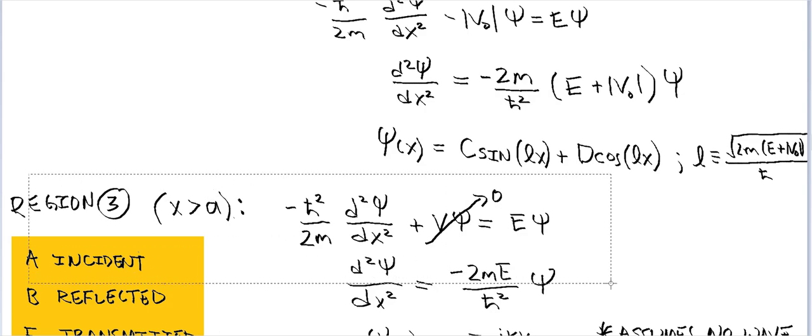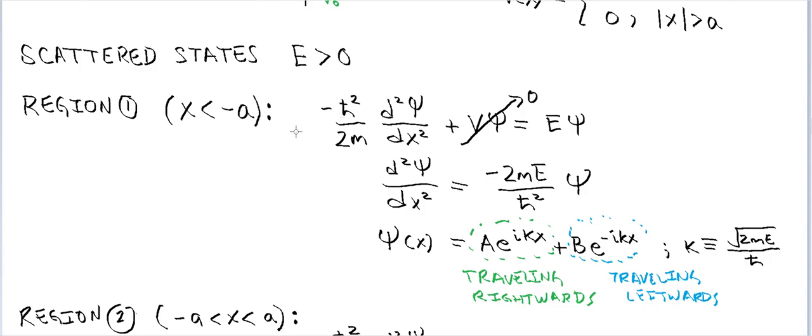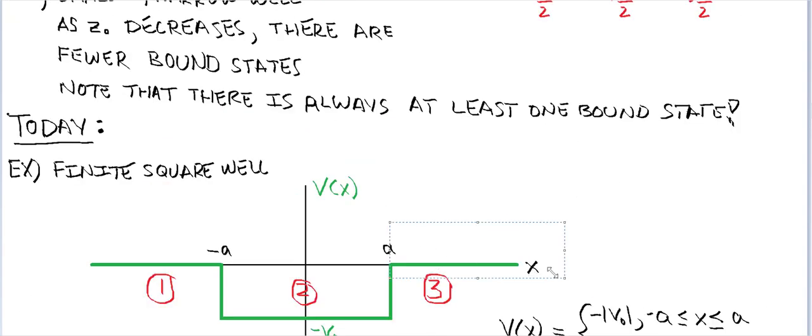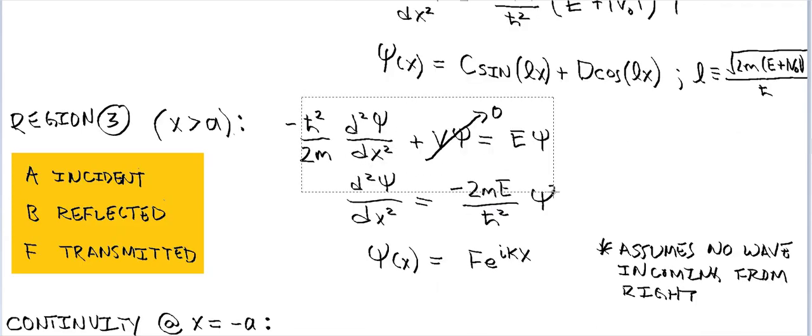In region 3, it's a lot like region 1, right? Again, we have the potential 0 out here. So we have minus h bar squared, d squared psi dx squared plus 0 is equal to E psi. D squared psi dx squared is minus 2mE over h bar squared times psi. Psi is equal to F e to the ikx. Why didn't I keep the G term this time?